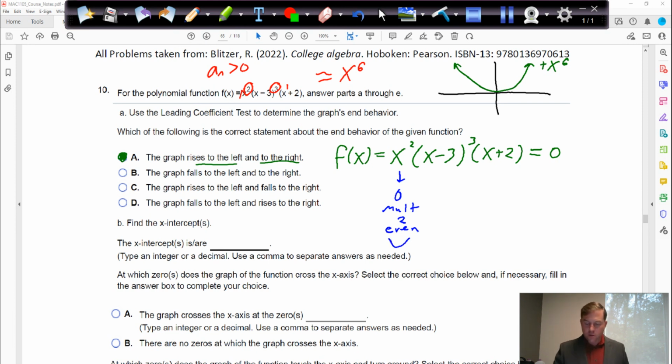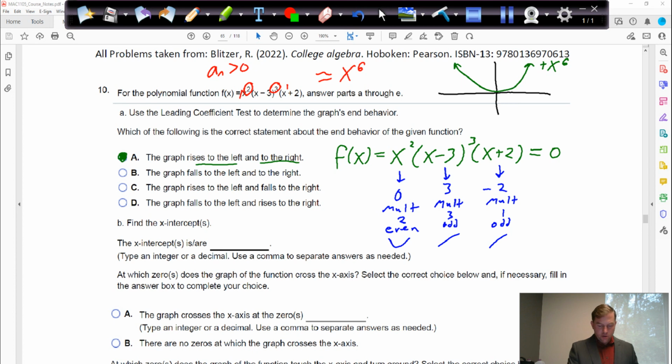Let's look at this one. The 0 is 3. Its multiplicity is 3 because of this power 3, which is odd. So it's going to cross at that point. This one, the 0 is -2. There's only one of them, so it's multiplicity 1, which is odd, so it's going to cross at that point. So we already have a pretty good sense of what these things are going to do.